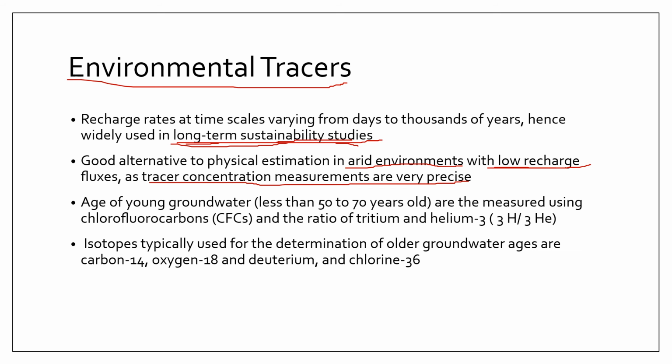Now, the tracers that you use will depend on the ages that you are anticipating. If you are anticipating aquifers that are less than 50 to 70 years old, then you can use chlorofluorocarbons or CFCs, or you can use the ratio of tritium and helium. Okay. Now, if you're dealing with much older water, you can use carbon 14, oxygen 18, deuterium, and then chlorine 36.